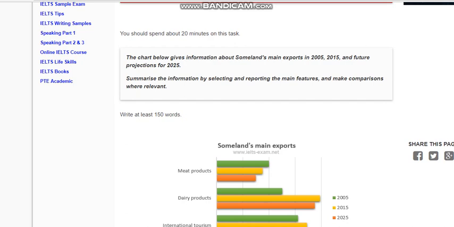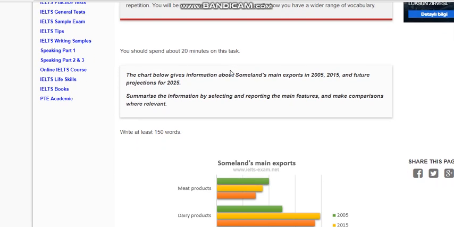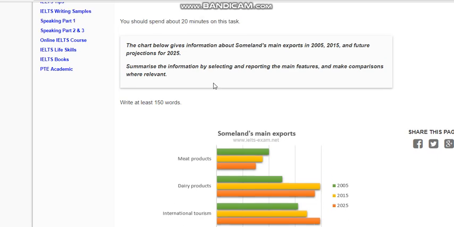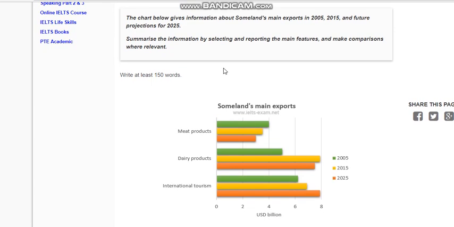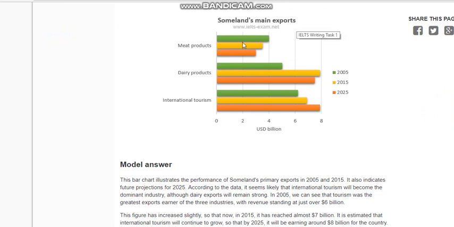In this video I will study and read that IELTS writing task sample together. According to the introduction, the chart below gives information about SumLand's main exports in 2005, 2015 and future projections for 2025. Summarize the information by selecting and reporting the main features and make comparisons where relevant. Okay, as you see, there are three types of main exports: meat products, dairy products, international tourism.